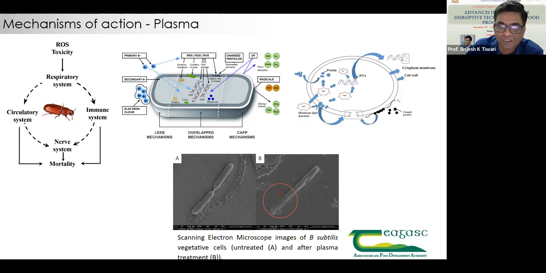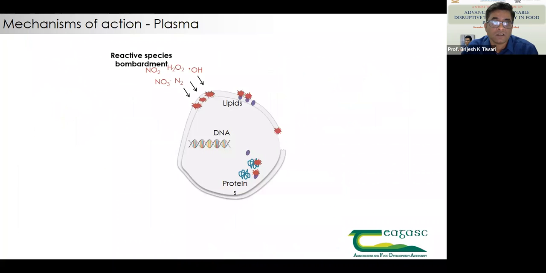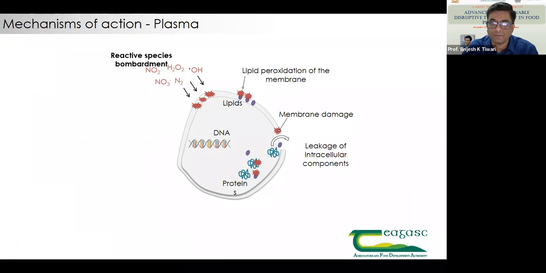and treated cells. So as you can see, this is a plasma treated cell, and this was obtained from the surface of black pepper. So again, in a nutshell, reactive species bombarded onto the cells, causing lipid peroxidation of the membrane, that means the lipid present in the cellular membrane undergoes oxidation. Membrane can be damaged, proteins can be damaged, and once the membrane is damaged, it can leak the intracellular compounds, and then there is oxidative damage on proteins and lipids and genetic material.